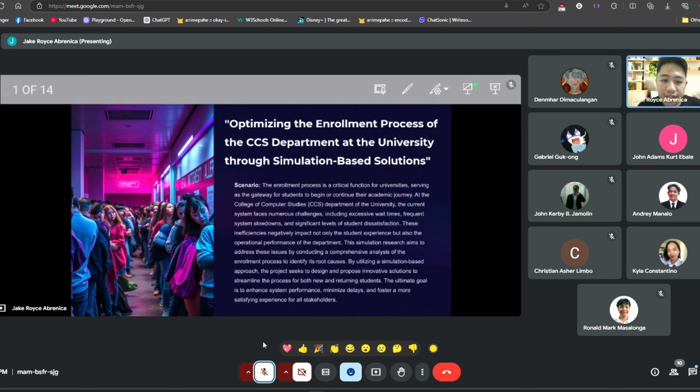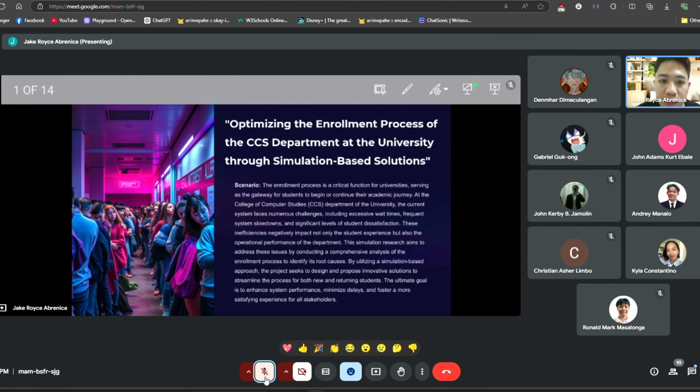I am Royce Abrenica, and today we will explore a compelling scenario titled Optimizing the Enrollment Process at the College of Computer Studies, or the CCS, at the university. And we will address the challenges we face and discuss how simulation-based solutions can transform this critical function for our students. And here is our scenario.